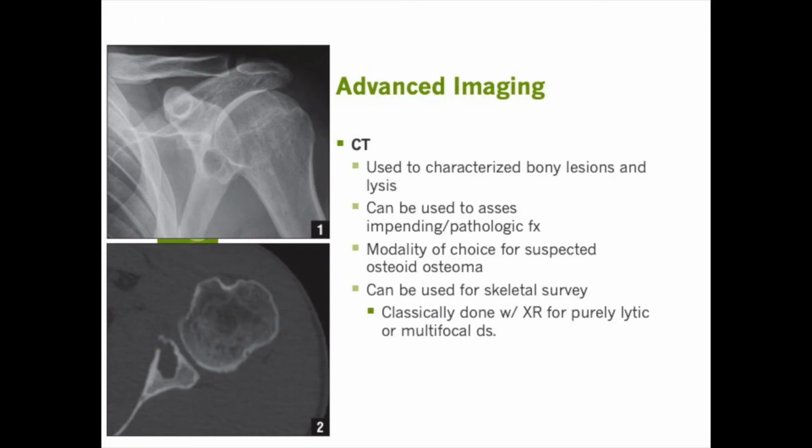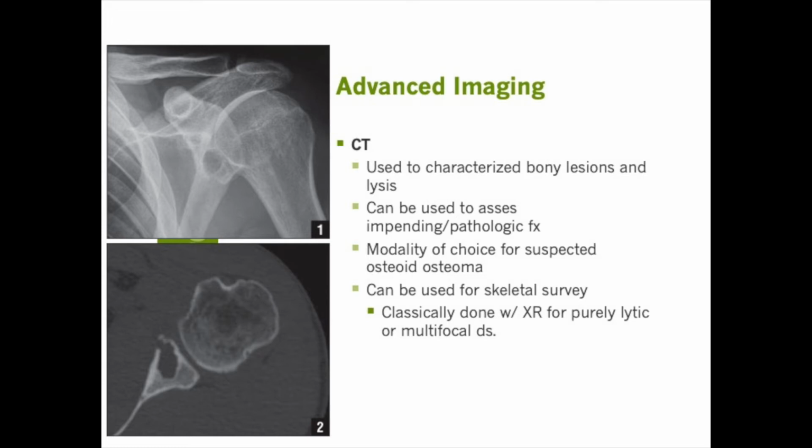CT scan is advanced imaging and cross-sectional imaging that's used to characterize typically bony lesions better than soft tissue. It can be used to assess impending or pathologic fracture. There's now some data that uses CT-based assessments of stress on the bone to determine if an impending pathologic fracture is at risk for a pathologic fracture, but these are still sort of in the experimental range.